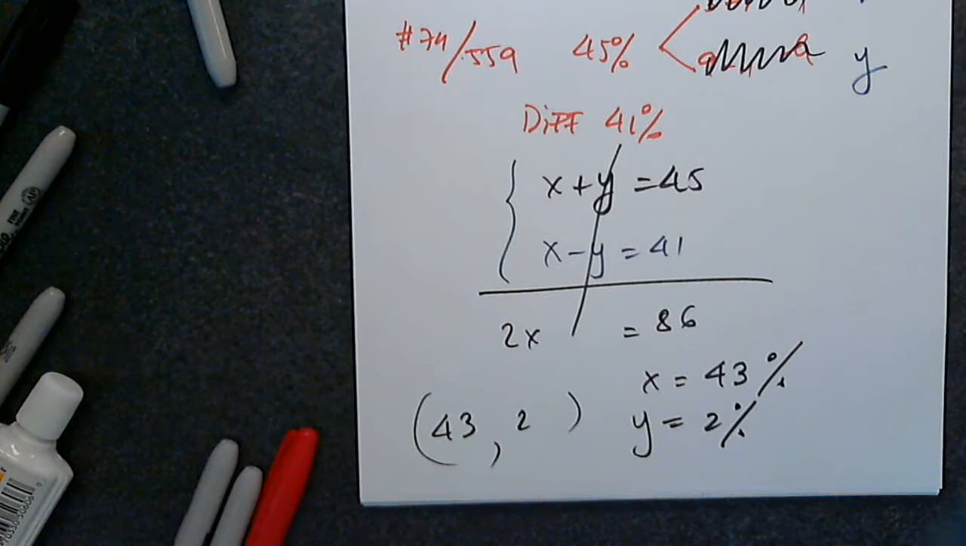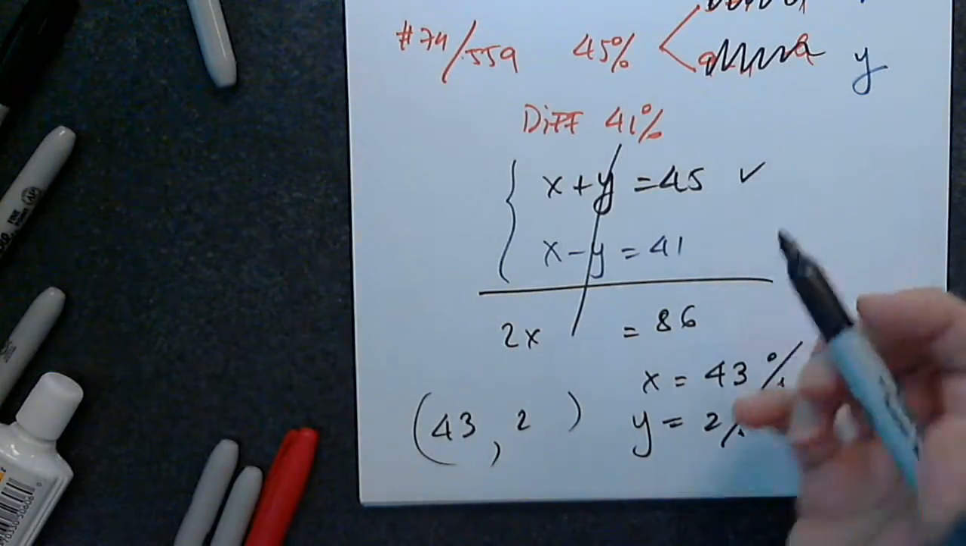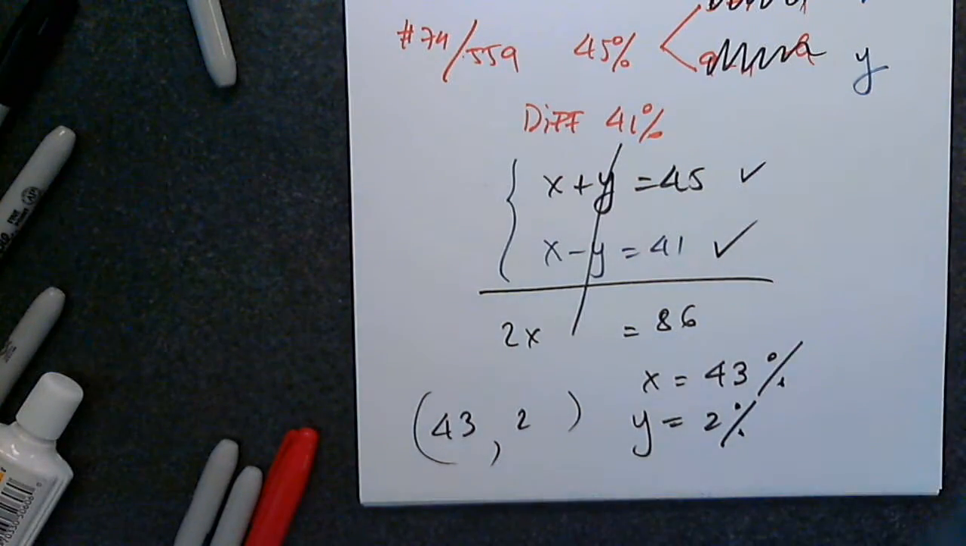Yes, true, but we should still go back and check. 43 plus 2 is 45. Yes, it is. 43 minus 2 is 41. Yes, it is. And this is done. Any questions for me? Any questions?